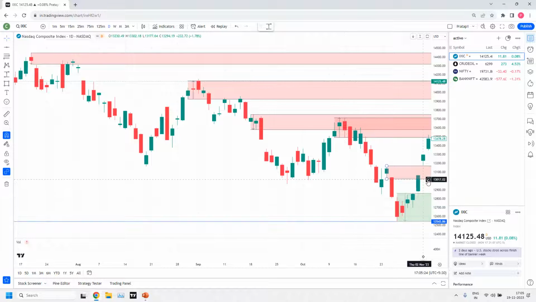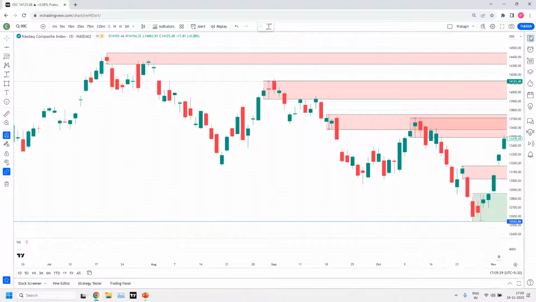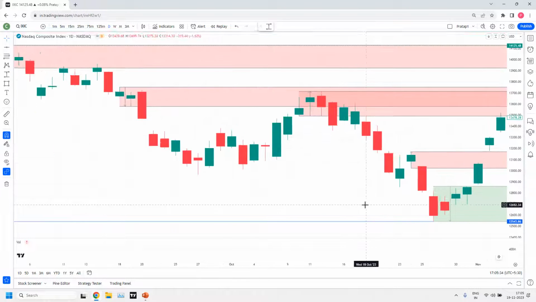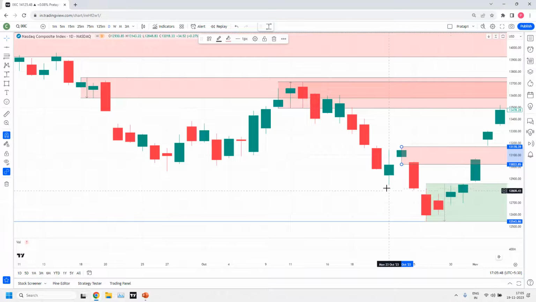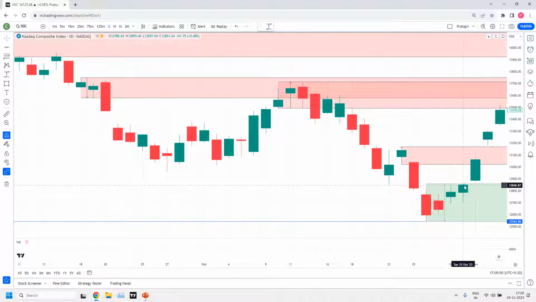Now what happened? The first supply is broken. The first supply is broken. Now downtrend will be changed to sideways. Now the trend is changed, downtrend is changed to sideways. And who is responsible for changing? This demand zone is responsible.